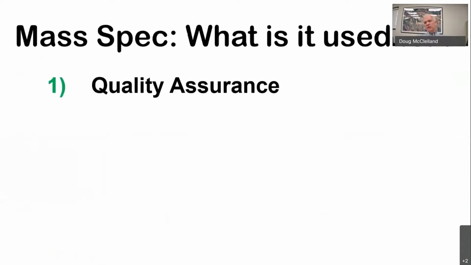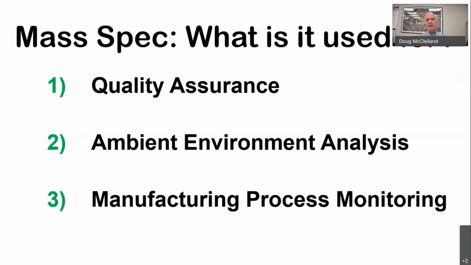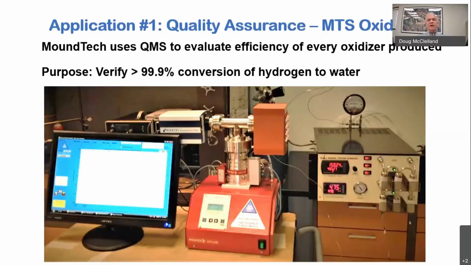So let's go into what some of these general applications might be. We're going to break this down into three main categories: the first being quality assurance, the second being ambient environmental analysis, and the third being manufacturing process monitoring. Let's look at that first category, the first application of quality assurance.